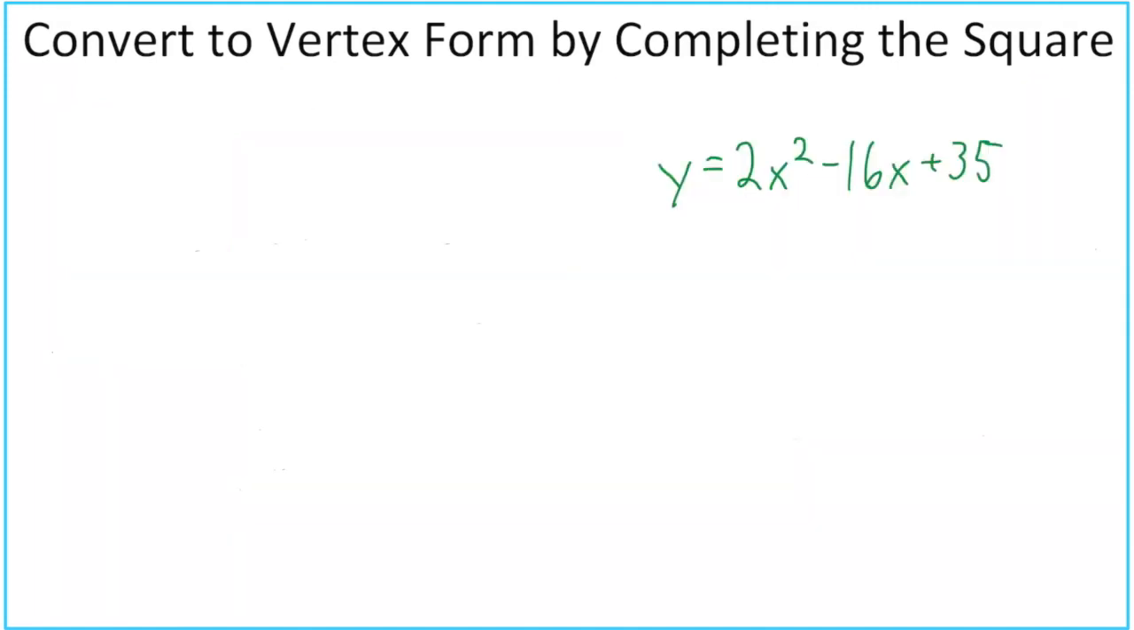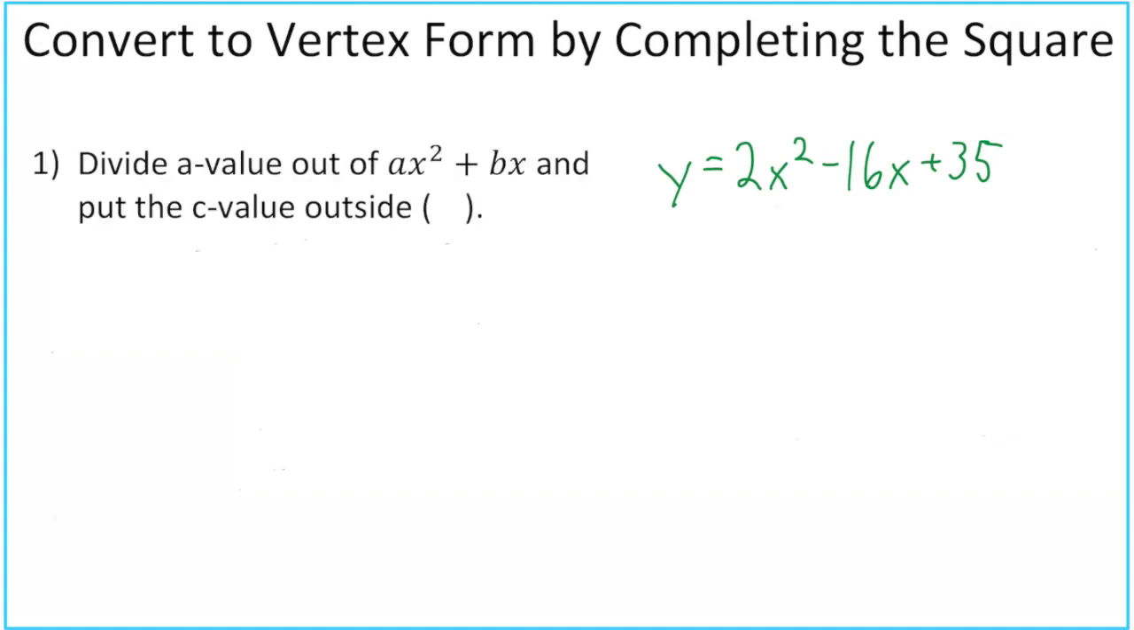Let's look at this problem again, only this time we can take some notes on the steps that we took. So there's our problem that we just solved, and the first step was to divide the a value out of the ax squared plus bx part, and then put the c value outside the parentheses. So we're going to take the 2 out of 2x squared, and negative 16x divided by 2. That leaves us with 2 times x squared minus 8x inside the parentheses, and the positive 35 is on the outside.